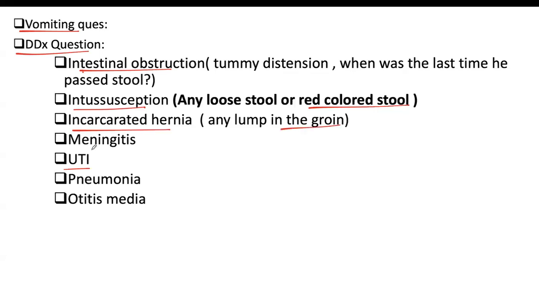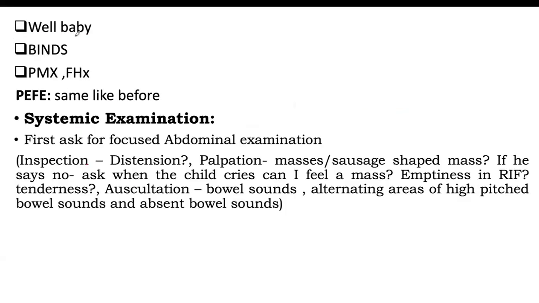And then you finish with non-GIT causes. So ask about fever, pneumonia, these questions. And then finish with well baby things and the same thing. So the only thing that you are going to add for intussusception is the screaming episodes question. Other than that, it is still the same vomiting cluster.